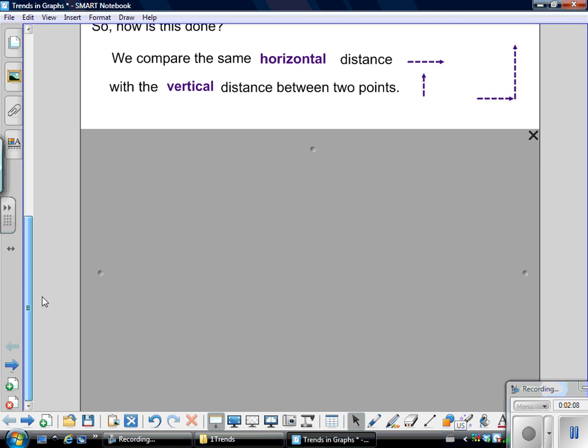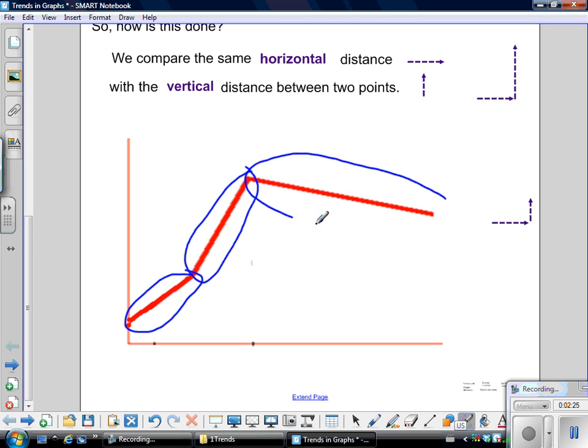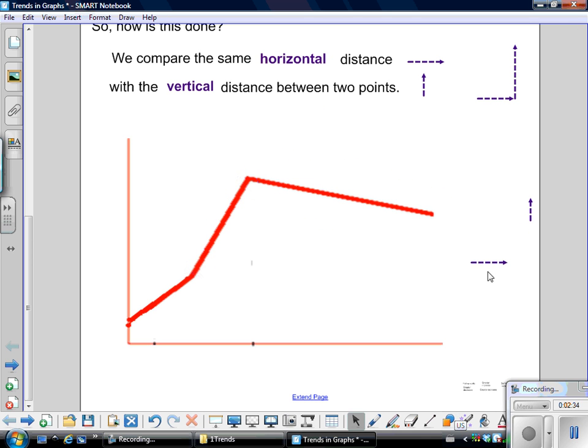So the first example that we're going to look at is, you can see quite a different graph. You can see it looks like 3 sections. It looks like it has a section here. This one here looks slightly different, and obviously this one here looks very different from the other two. So we're going to compare the horizontal distance. So I'm going to take one of these and say this is my horizontal distance that I'm going to use. Okay, and I'll try to make it horizontal.